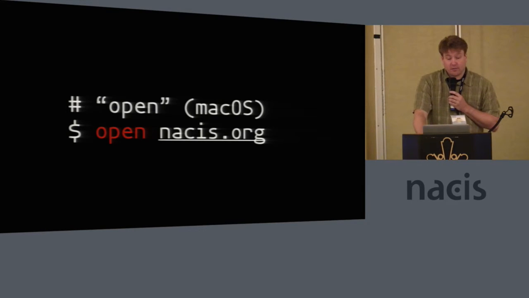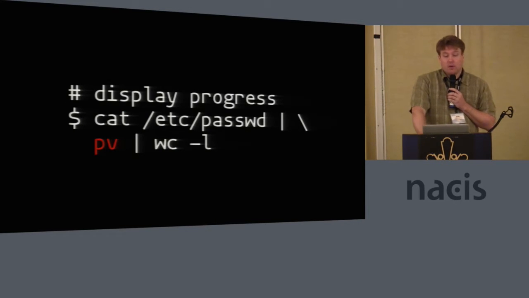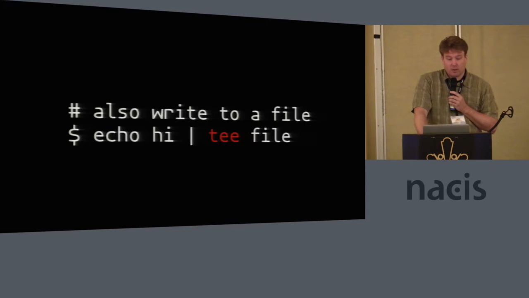You can open stuff, and that'll open it in whatever your system wants to use for it. You can display progress with pipe view, PV, so you can see how fast things are going through. You can write to standard out, and you can write to a file at the same time using tee.